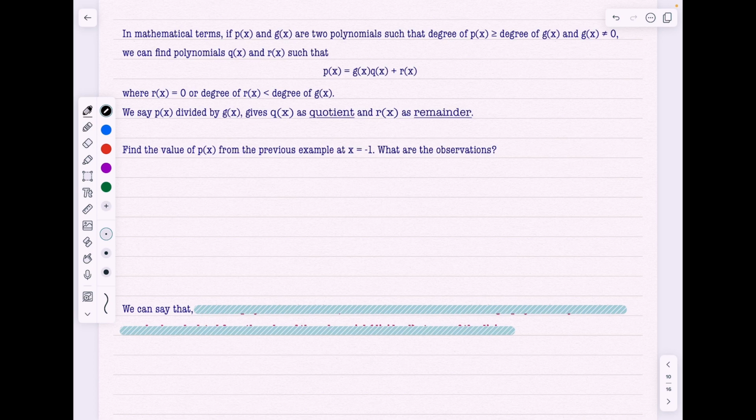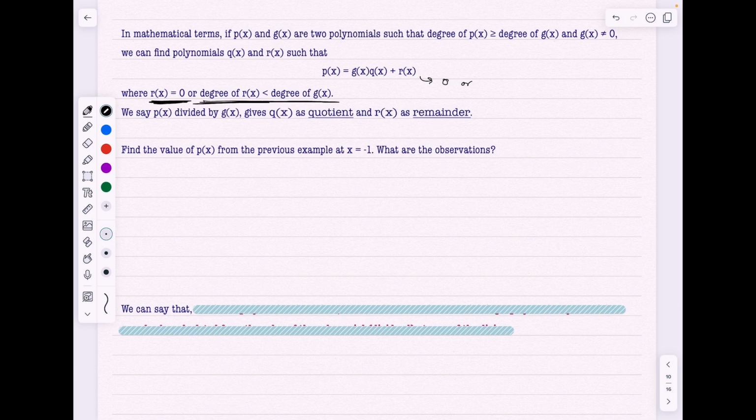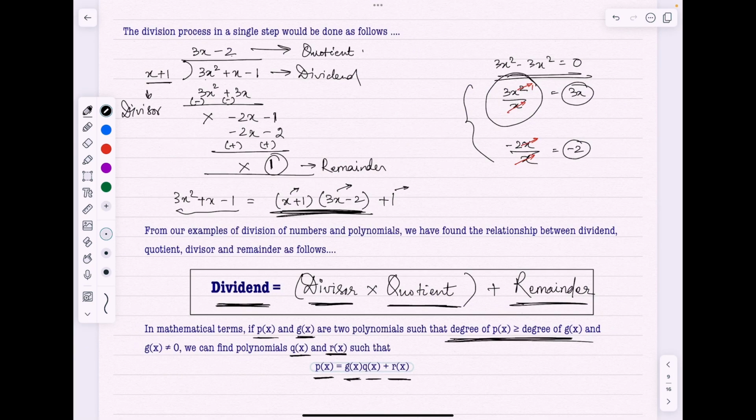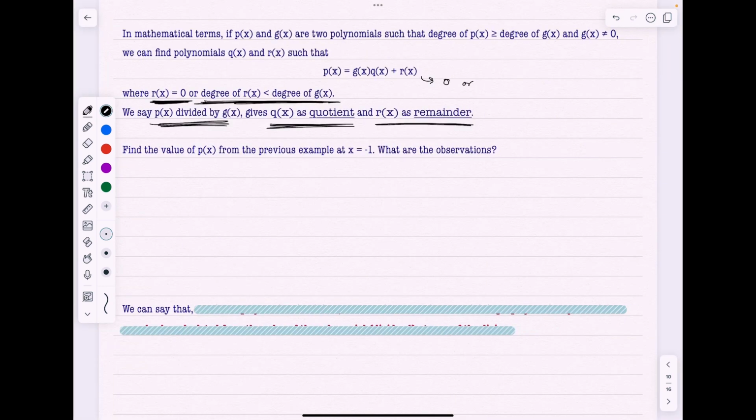And one condition of r(x) is that r(x) has to be either 0 or the degree of r(x) should be less than the degree of the divisor. I have already told you that. Either the remainder should be 0 or its degree should be less than the degree of the divisor. So when p(x) is divided by g(x), we get q(x) as the quotient and r(x) as the remainder.